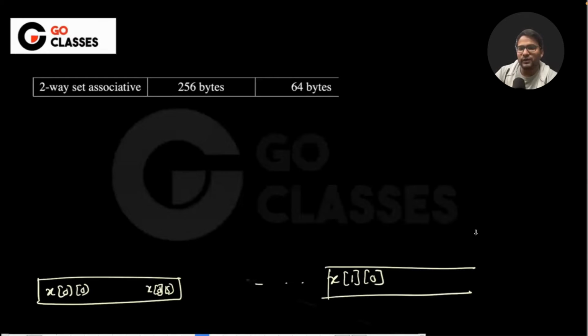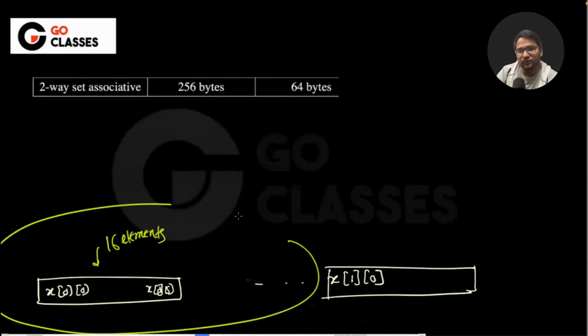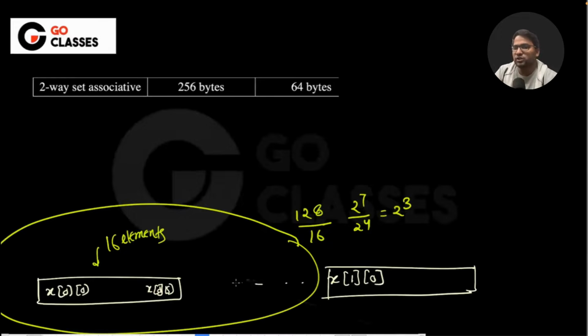How many elements do we have before X10? So this is 16 elements in one block. We have 128 elements divided by 16, which means 2 power 7 divided by 2 power 4, which means 2 power 3, right? So 8 blocks we have, which is 0 to 7. So that's why the block number is 8 here. So we are accessing 0 and 8.